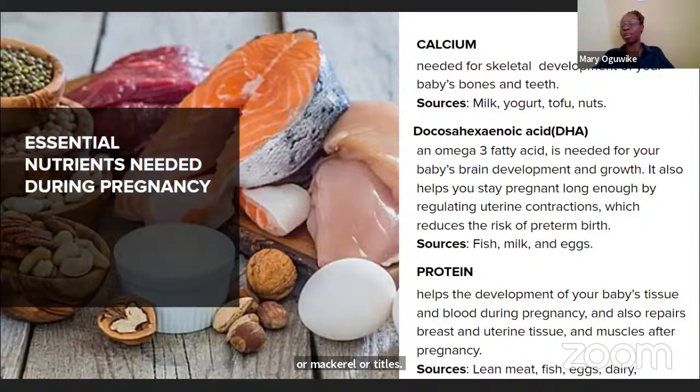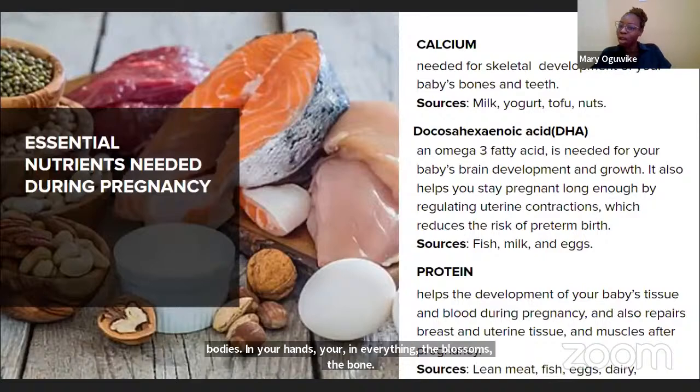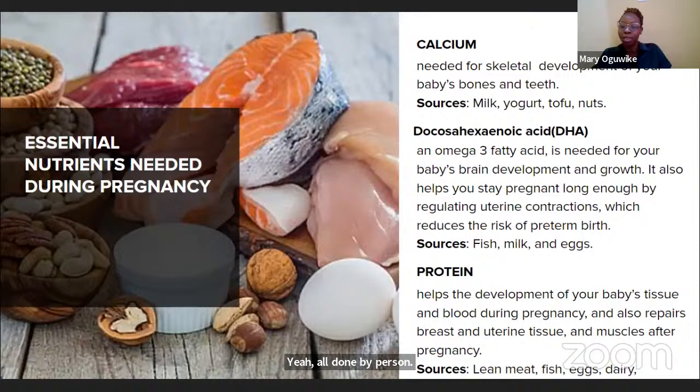Then the next one is protein. I'm sure everybody knows this one. Protein. What does protein do? Protein is the building blocks of our bodies. Your hands, your feet, everything, the muscles, the bone, they are all made by protein. Now, it helps to develop your baby's tissues, including the organs, everything, and blood during pregnancy. And it also repairs the breast and uterine tissue and muscles after pregnancy.